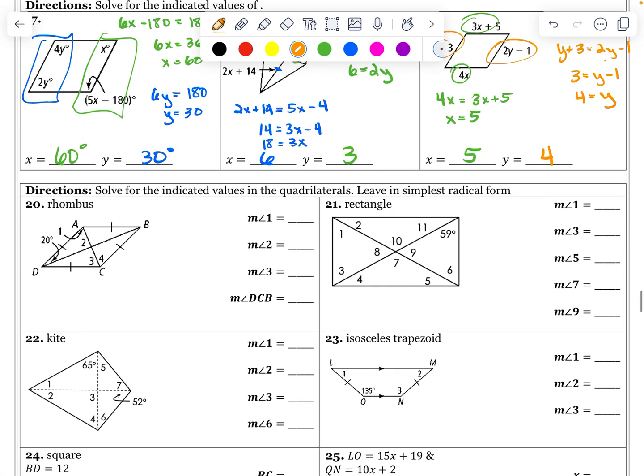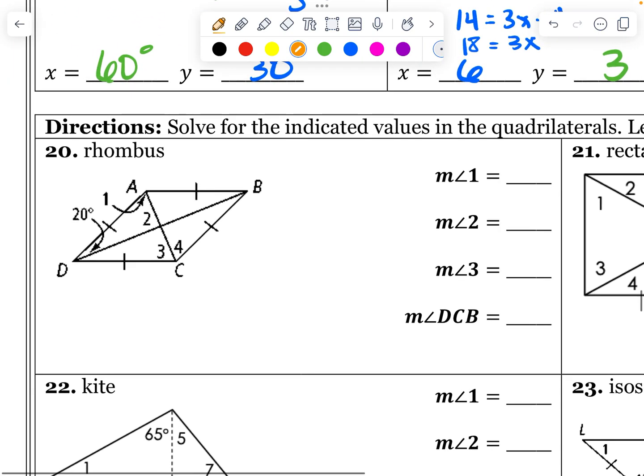Solve for the indicated values in the quadrilaterals. Leave in simplest radical form when necessary. Okay, so we're finding angles here. This is a rhombus. All sides are equal because it gives me that. So I know that angle 2 here is a 90. That's very helpful. So I can solve for angle 1 by doing 180 minus 90 minus 20. That should be 70.